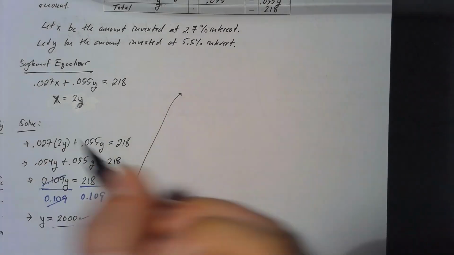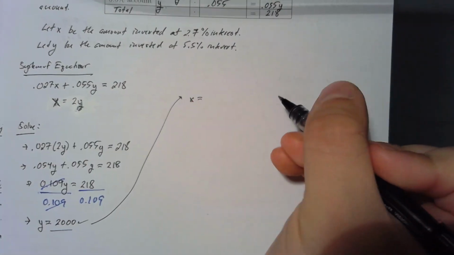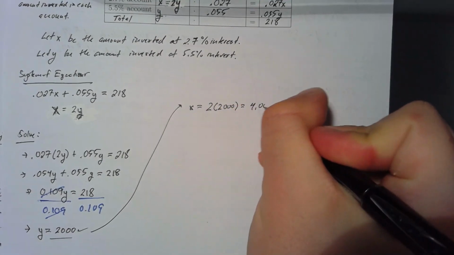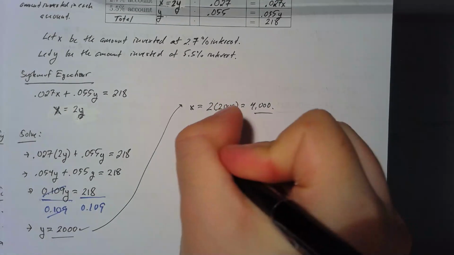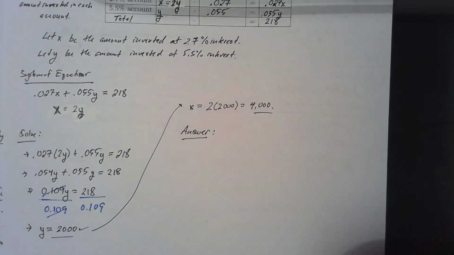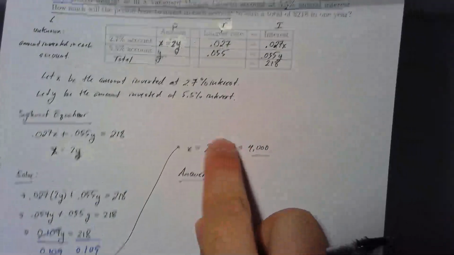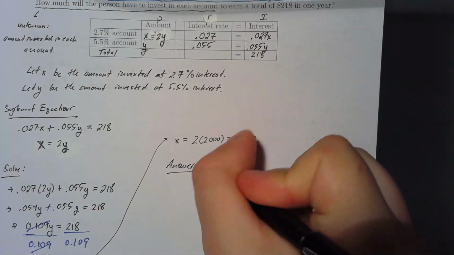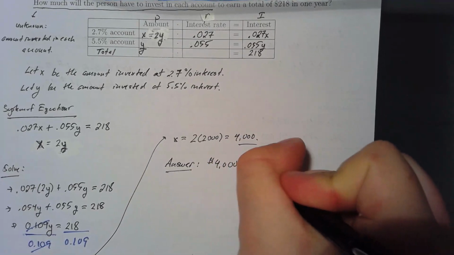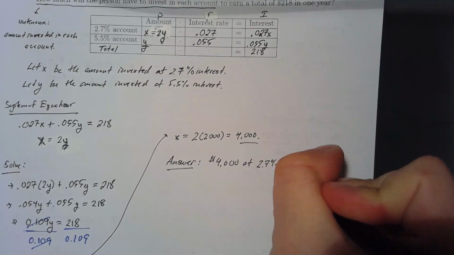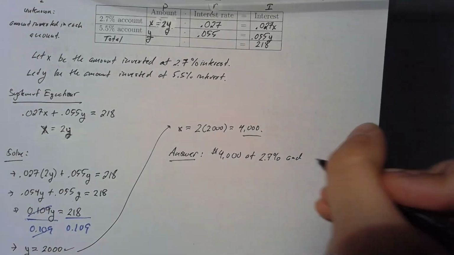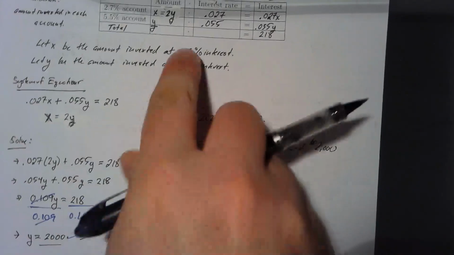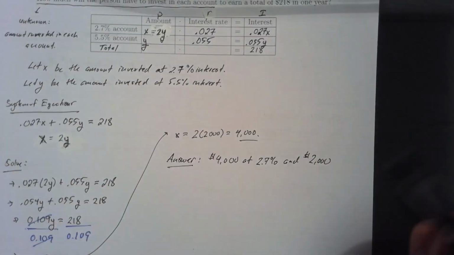What's the amount in x? Well, it's going to be twice that amount. 2 times 2,000 is 4,000. So to answer the question, how much in each type of account? Well, x was the amount at 2.7%, so $4,000 at 2.7% and $2,000, which was the y amount, at 5.5%.